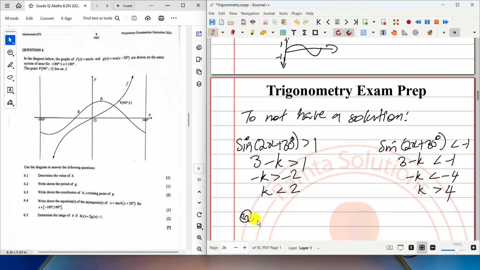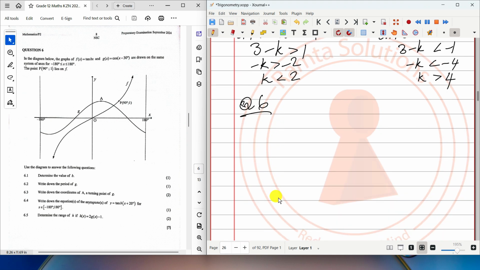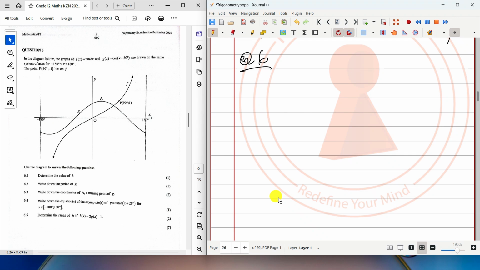Now let's go to question 6. Let's see what it says. Question 6. In the diagram below, the graphs of f of x equals tan bx and g of x equals cos of (x minus 30 degrees) are drawn on the same set of axes for x greater than or equal to -180 degrees but less than or equal to 180 degrees. The point P with the coordinates (90 degrees, 1) lies on f.